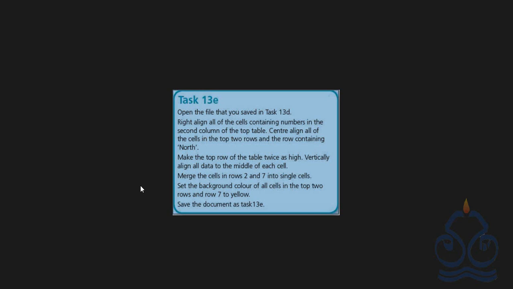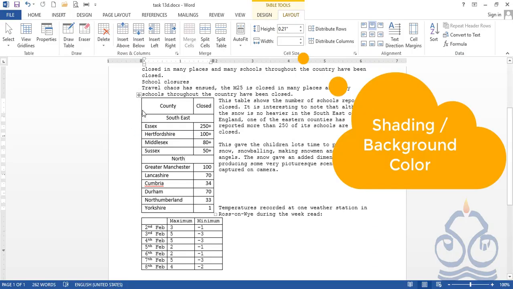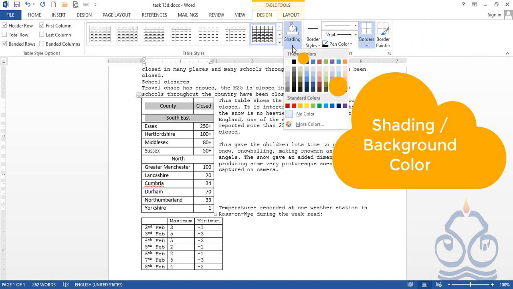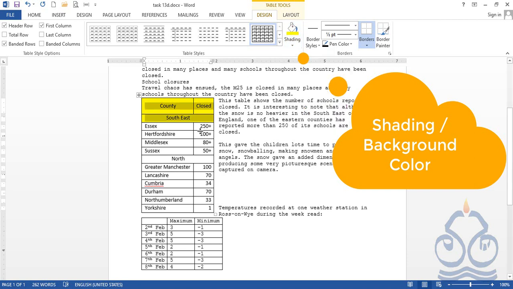Viewers, we are heading towards the last option of today's video, that is how to change the background color. As I told you earlier, it's technically the shading option that is available in the table tab. Set the background color of all cells in the top 2 rows and row number 7 to yellow. So select these top 2 rows and let's see where we have this shading option. Once the selection is done, click the design tab, and here we have the shading option, and choose the yellow color from the color palette.